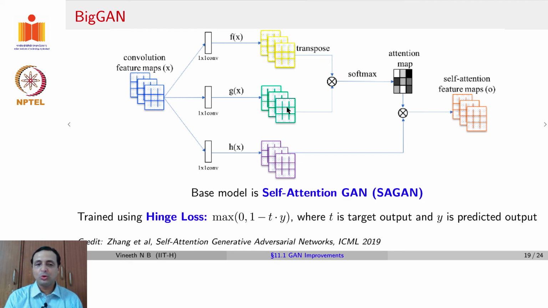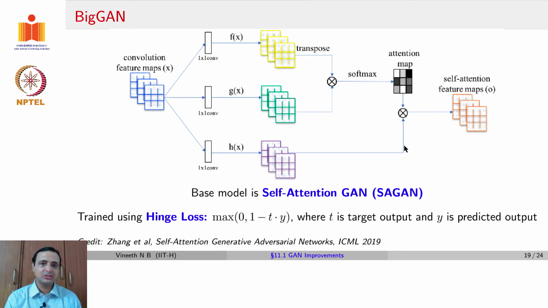So two of those branches generate an attention map which is used to focus on a specific part of the convolutional map to then generate that component of the image in the next layer. Why is this required?